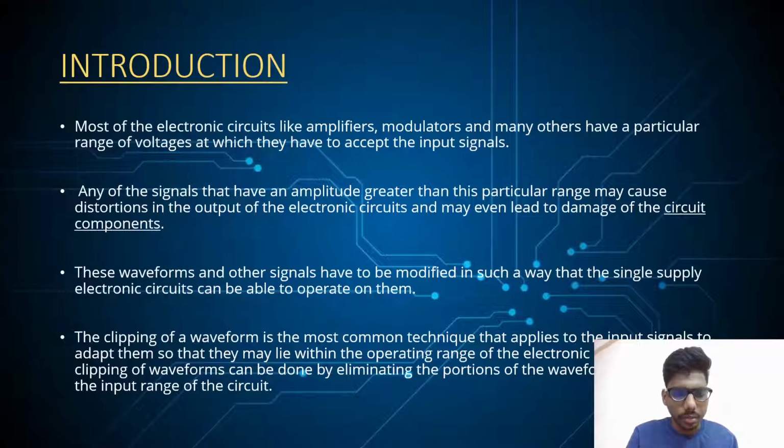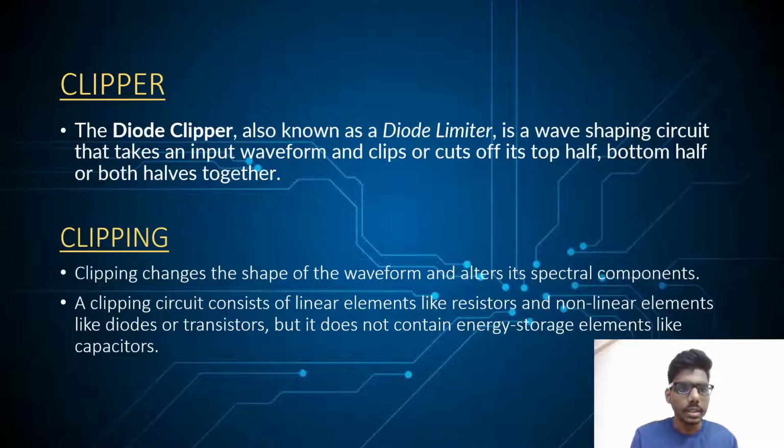The clipping of a waveform is the most common technique applied to input signals to adapt them so that they lie within the operation range of the electronic circuits. The clipping of waveforms can be done by eliminating the portions of the waveform which cross the input range of the circuit. Now, what is a clipper? A diode clipper, also known as a diode limiter, is a wave shaping circuit that takes an input waveform and clips or cuts off its top half or bottom half or both halves together.